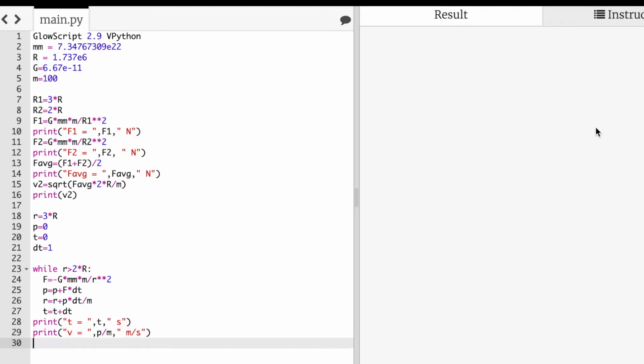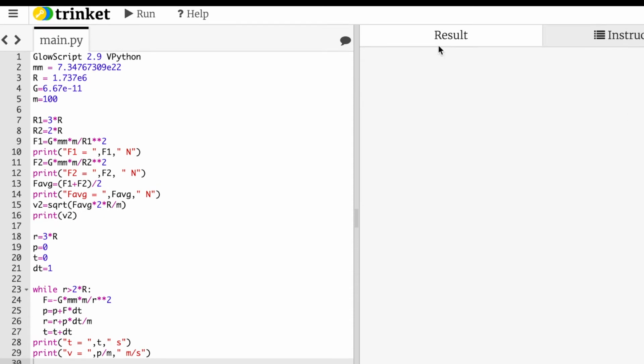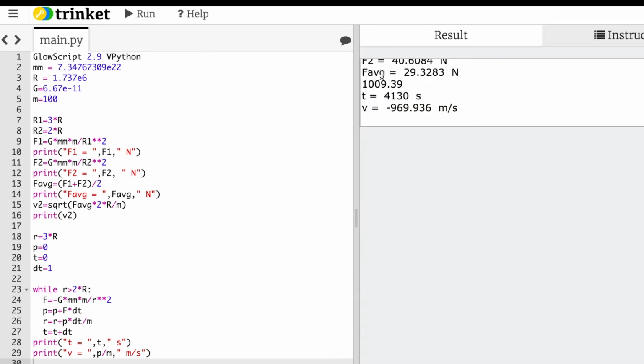What's the chance this runs? I have no idea. Let's save it though, and I will link this code below, and I'm going to run it. Okay, so I get negative 969. I think it's good, right? I think it's good because that's pretty close to the one I got before. It's a little bit slower, and the negative just means go in the negative x direction.